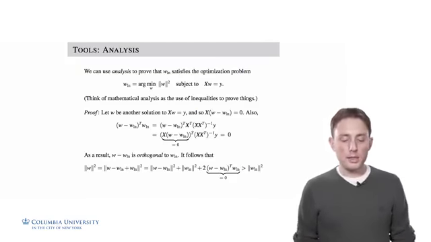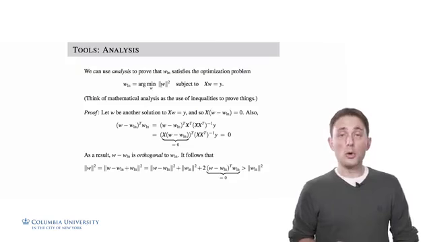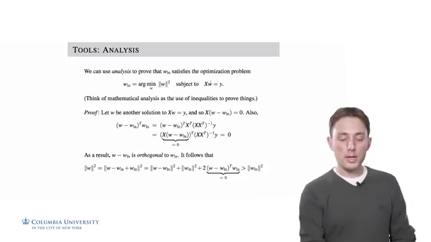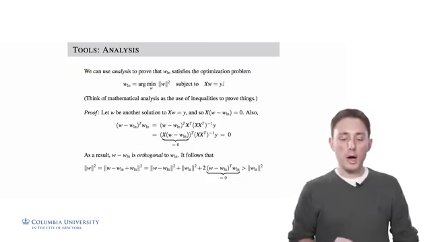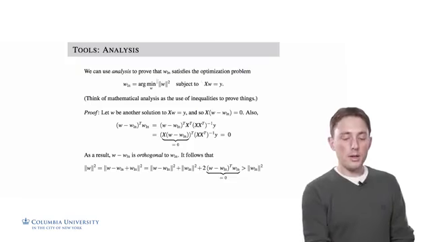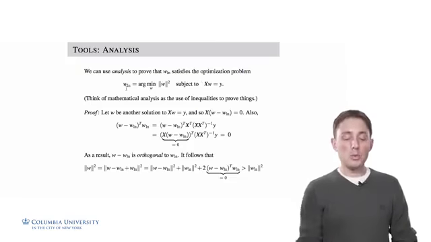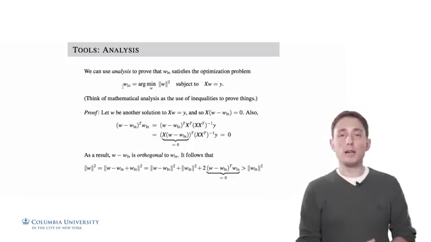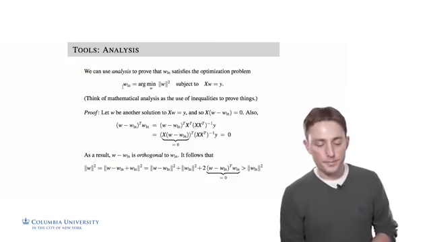So we can use analysis to prove that the argmin over all vectors w of the squared L2 norm of w, subject to the constraint that the vector w must satisfy Xw equals y, so the vector we get to pick has to satisfy our linear equation, our linear problem, the minimum of that is equal to the least norm solution, which I defined on the previous slide.